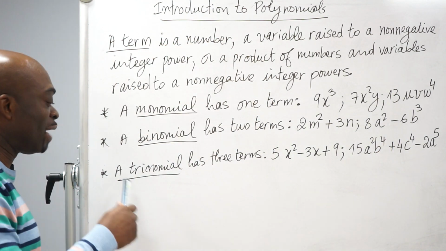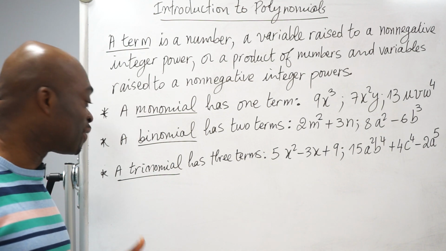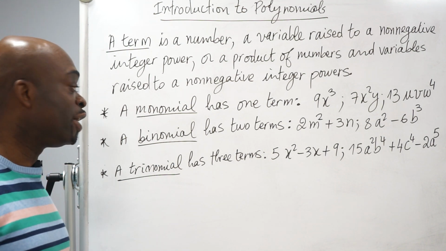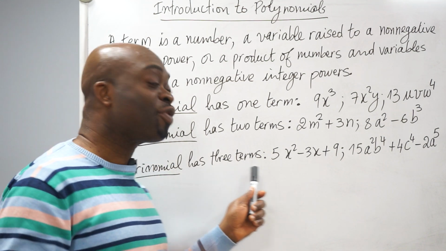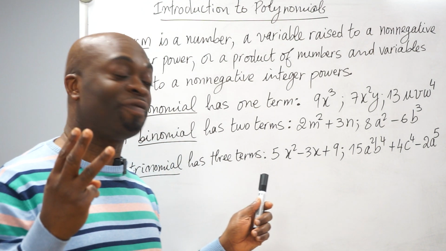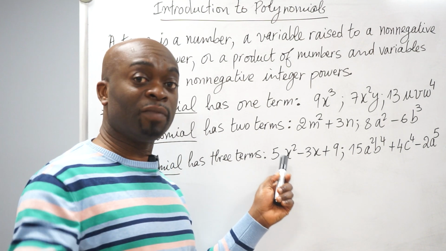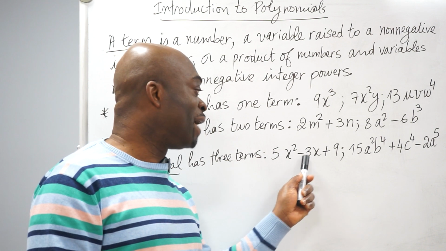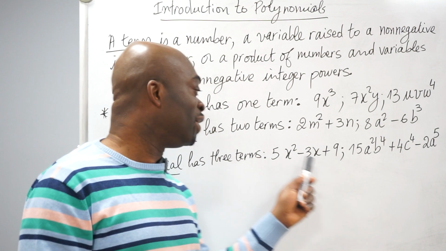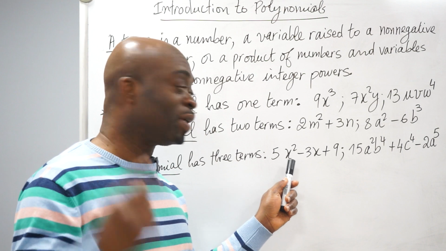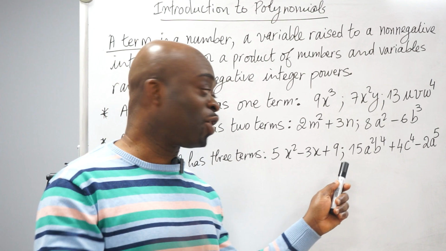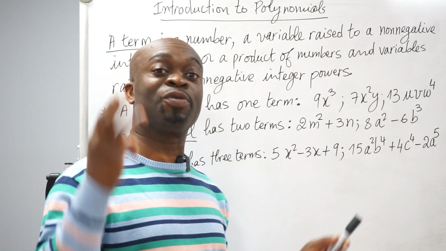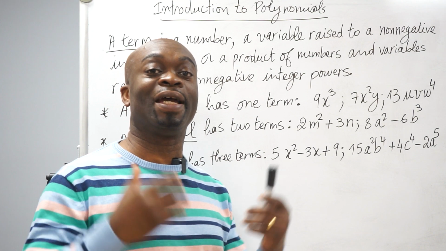Now let's come to the last but not least, a trinomial. A trinomial has what? Three terms. You go with me? So what do we have, for example? 5x squared minus 3x plus 9. 5x squared is one term, negative 3x is another term, and 9 is another term. That's why we have three terms, and we call it a trinomial.